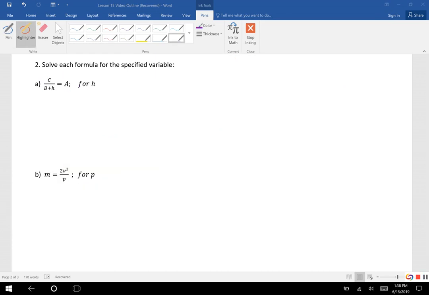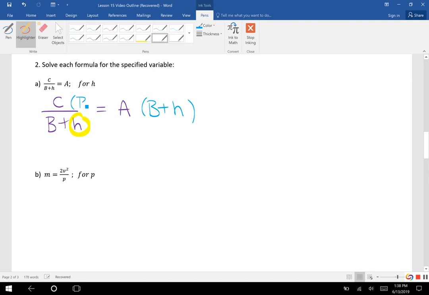Now we can use this same process if we want to solve a formula for a specified variable. So for example, we're going to solve the formula c over b plus h equals a for h. So first thing I'm going to do is multiply everything by the denominator, or the least common denominator, to get rid of the fractions. So in this case, that just means I multiply both sides by b plus h. On the left, the b plus h's cancel, and I'm just left with the c. And then on the right, I've got a times b plus a times h.